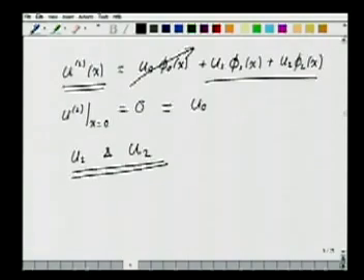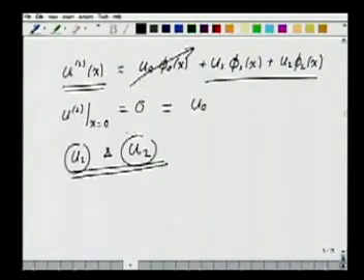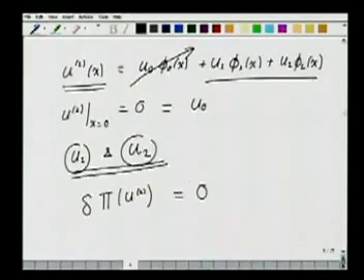So, how do I obtain the coefficients? Again, I go back to my definition of the total potential energy of the structure, and we look for the values of u1 and u2 which minimize the total potential energy. That is, I am looking for the first variation of pi, which here is a function of u2, equal to 0.